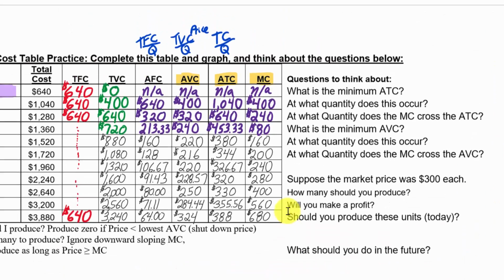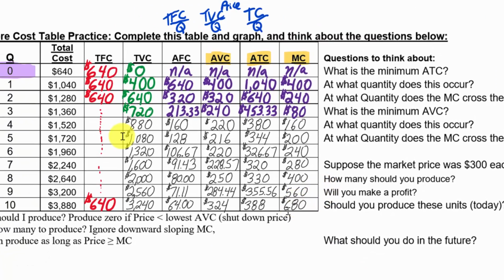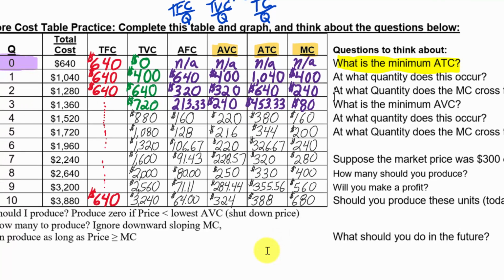So let's go back up to the table and answer some questions about the curves and the table as we go. First, let's look at this question. What is the minimum average total cost? All we're saying is look at the average total cost column and find the smallest number. What is the smallest number we see for average total cost? Well, it's right here at $320. So let's highlight that. That's a very important number that we need to keep in mind.